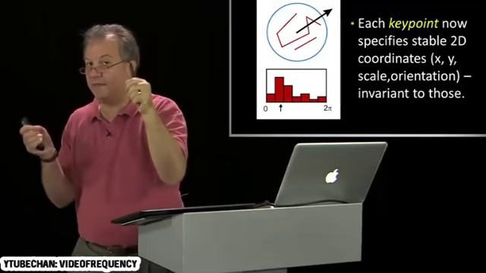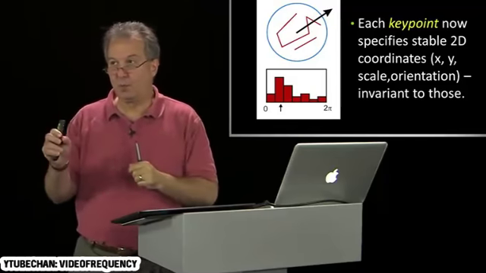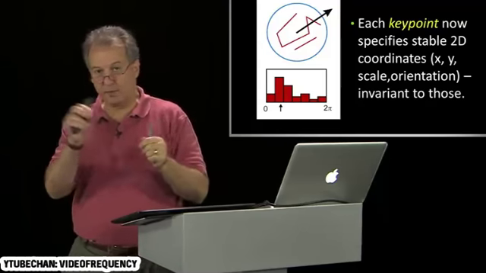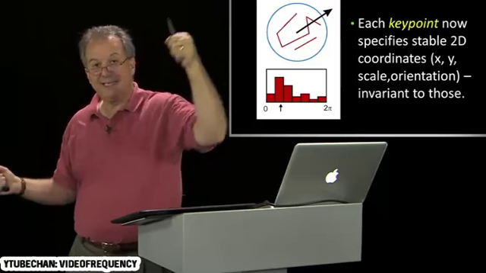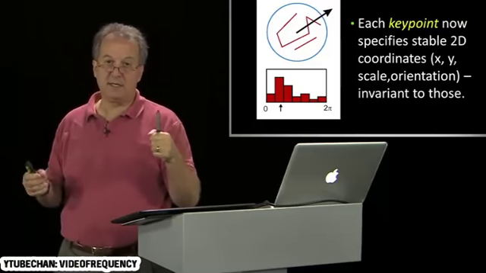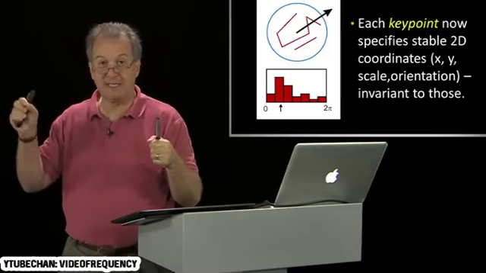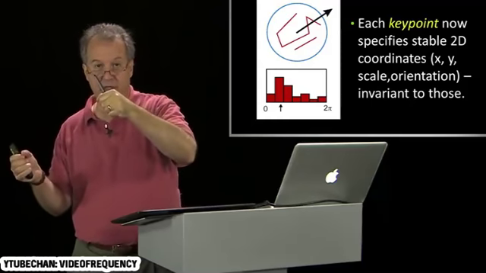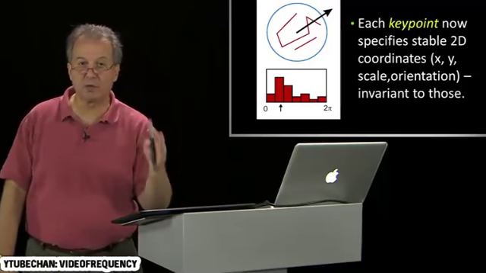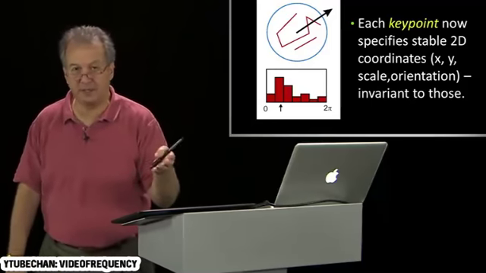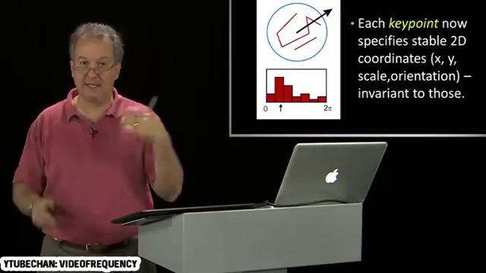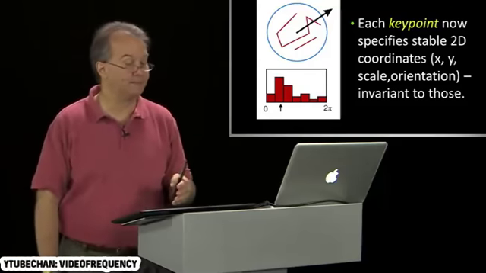Now, once we've done that, notice we've found it in XY, so we've removed the translation problem. That is, we know where it is. We found it in scale when we detected the interest point to begin with. We picked the scale, and now we have a new orientation. So what that means is that whatever descriptors we build are going to be invariant to the transformation in X, in Y, in scale, and in orientation, and that's what we wanted.